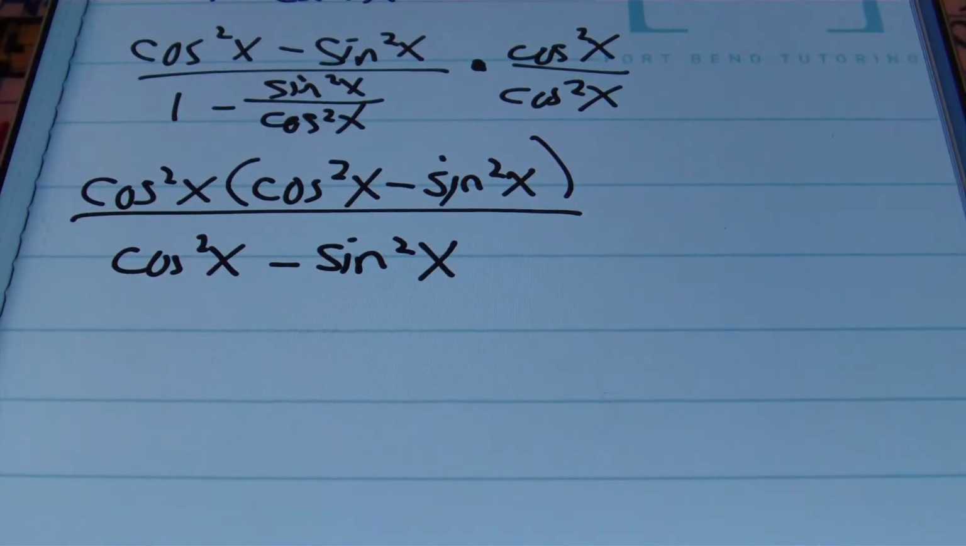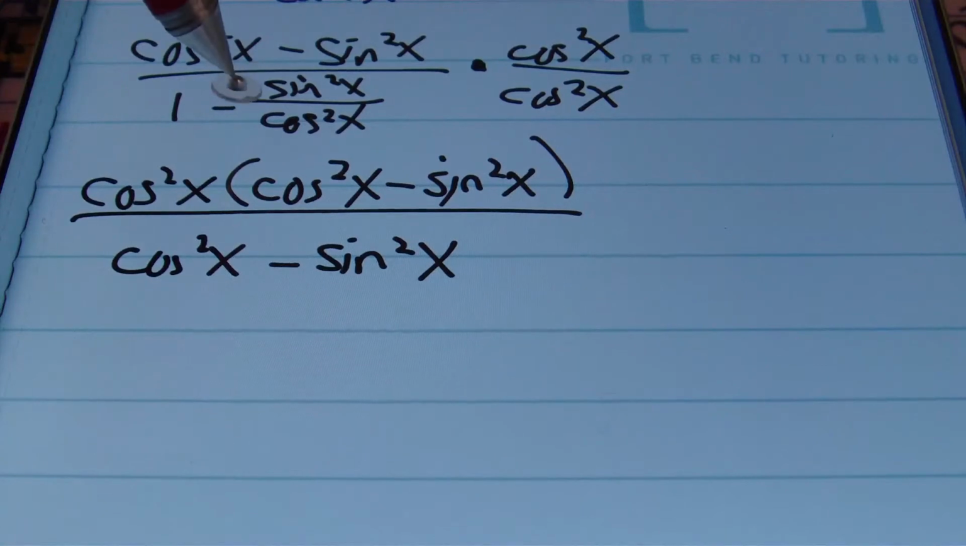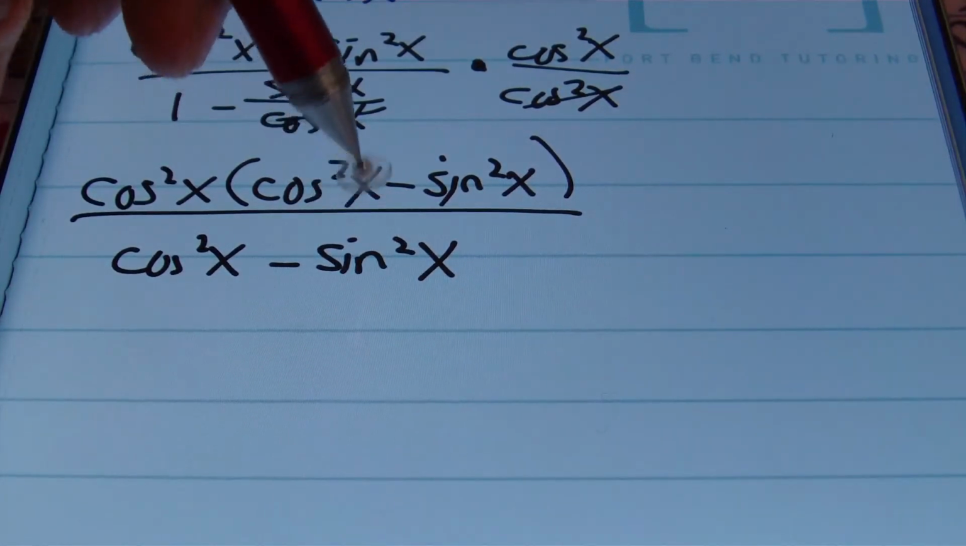So how did we get here, ladies and gentlemen? I multiplied the 1 times cosine squared x, and that just gives me cosine squared x. Then when I multiplied a negative sine squared x over cosine squared x times cosine squared x, the cosine squared x canceled out, okay? And that left me with a negative sine squared x.